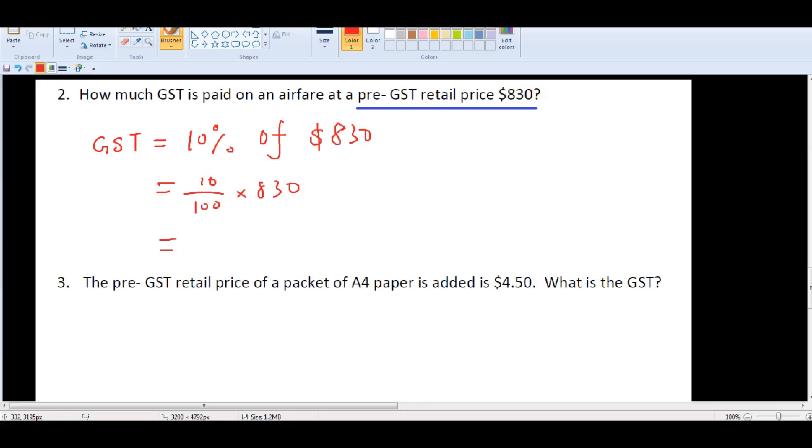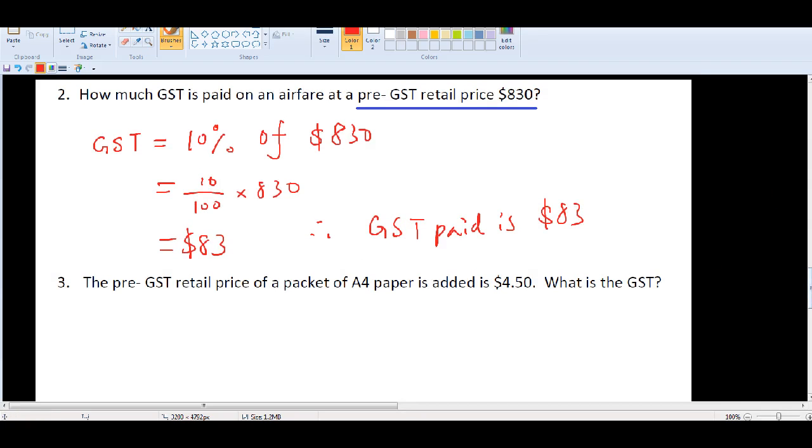So we could use our mental math. The 10% means just move the decimal point to the left by one digit, so it becomes $83. So just write GST paid is $83. So that's only the GST you need to pay. That doesn't mean the total price. The total price will be 83 plus 830, right?